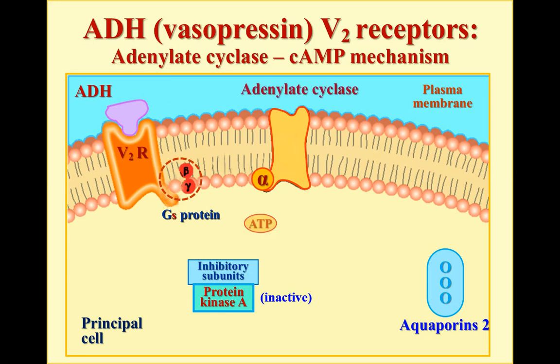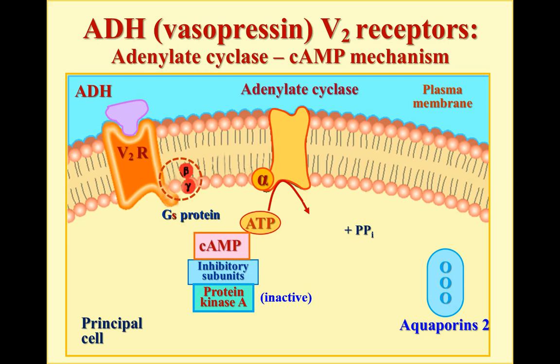Adenylate cyclase starts to convert ATP into cyclic AMP by separation of 2 inorganic phosphate groups from ATP and making the cyclic shape of the molecule. And many molecules of cyclic AMP are formed. Each 4 of them are enough to bind to 1 molecule of protein kinase A.